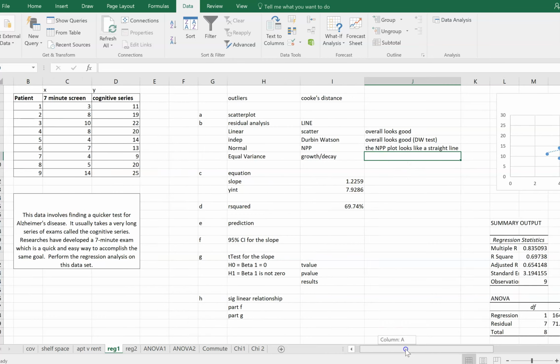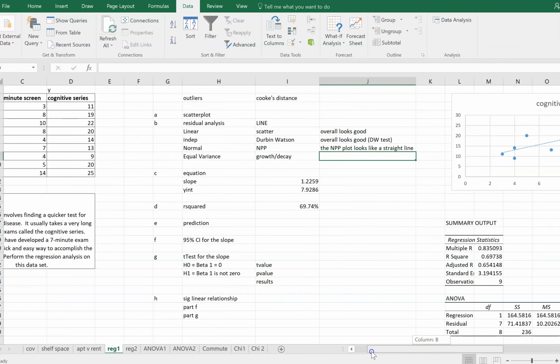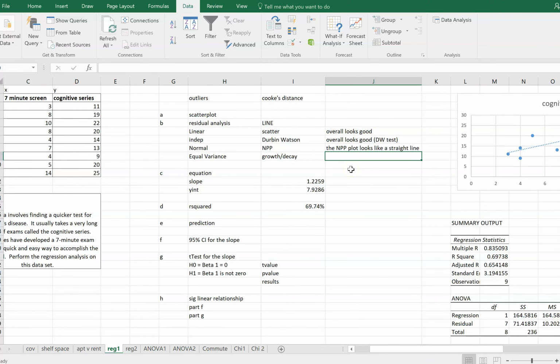Equal variance is all about the growth in the residual plot. In my residual plot, as I look left to right, is there any growth or decay of the data? That is, is there an explosion of the spread? That's really what it is. It looks like right now the spread is roughly the same as I go left to right. There's not an explosion or a decay in the spread, which tells me overall there is equal variance. And I need equal variance because this is how I build an accurate confidence interval. Look at part F. I want to build a confidence interval for the slope. I can't trust my confidence interval if I don't trust my spread.